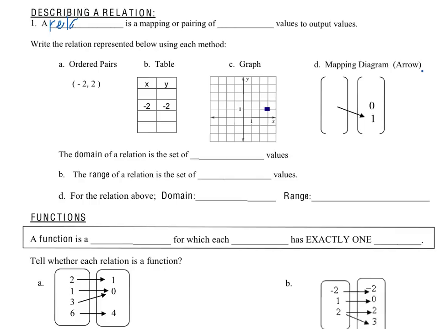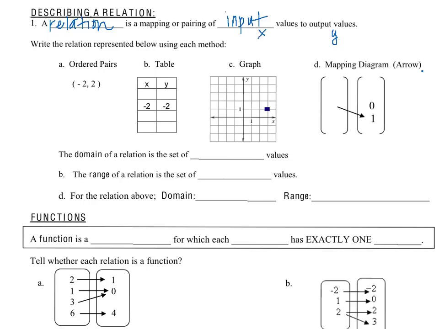A relation is a mapping or pairing of input values to output values. What that really means is there is a relationship between our inputs, or our x values, and our outputs, or our y values. And so we're looking at a relationship between the two.